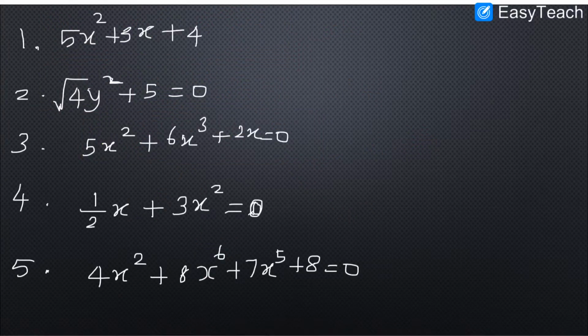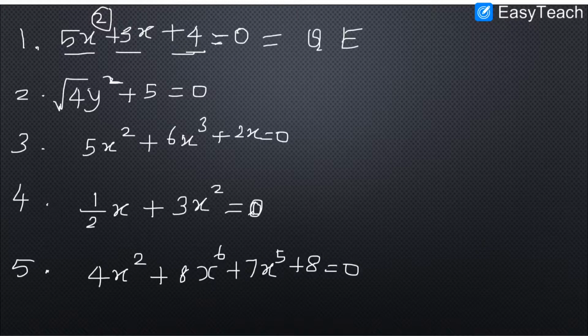So let's find out which of these are quadratic equations. Look at the first equation, 5x square plus 3x plus 4. You may get confused and write that this is a quadratic equation since the degree is 2. Actually this is not a quadratic equation. Equation means it should have both sides. It must be equal to 0. Here we don't have both sides, so this is not a quadratic equation.